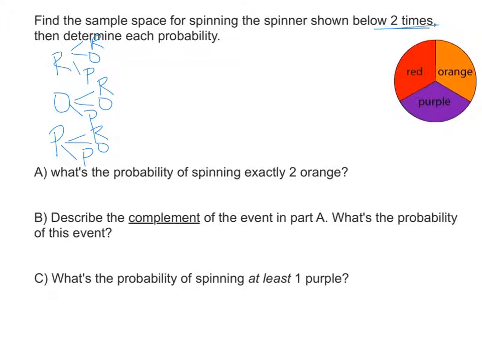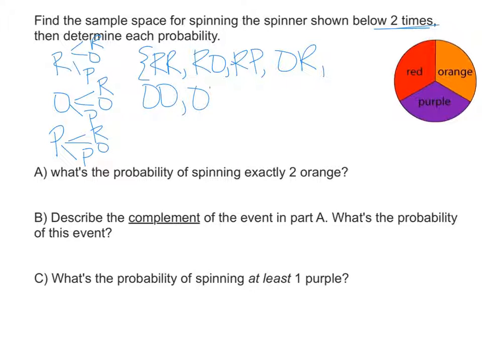So I've just shown all the possibilities of what can happen, but now usually in a sample space, we list it out a little bit neater using proper notation, which would be what we like to call fancy brackets. And now I'm just going to use double letters. So I could get 2 reds, I could get red, orange, red, purple, and I'm just going to continue to go through here. I should have 9 total combinations. Orange, red, orange, orange, orange, purple, and then finally purple, red, purple, orange, or purple, purple.